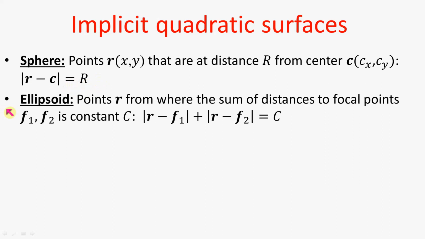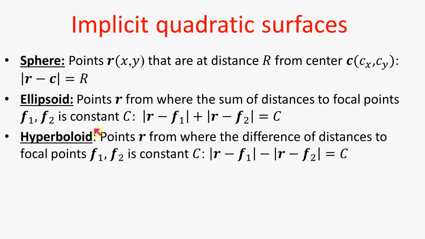Our second example is the ellipsoid. The geometric definition is the following. So we consider those points R as points of the ellipsoid for which the sum of the distances from two focal points f1 and f2 is equal to a constant c. Again, the distance between 2 points can be obtained by finding the difference of the two position vectors and calculating the absolute value of this difference vector.